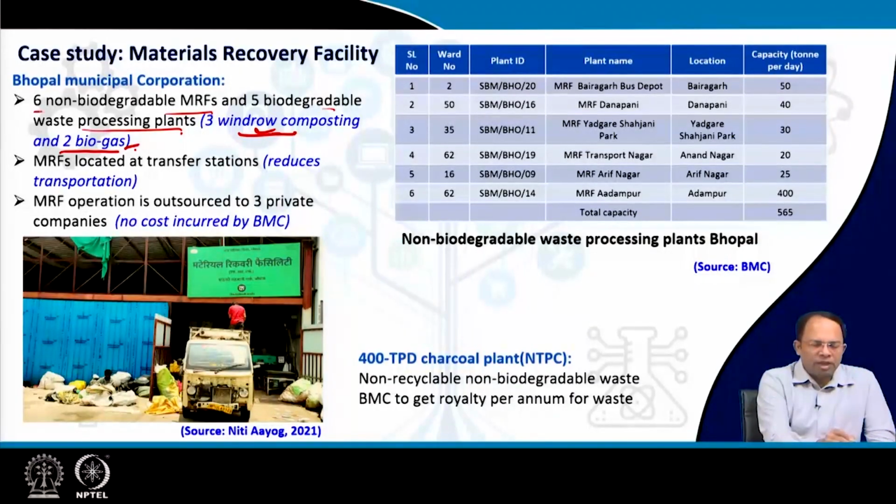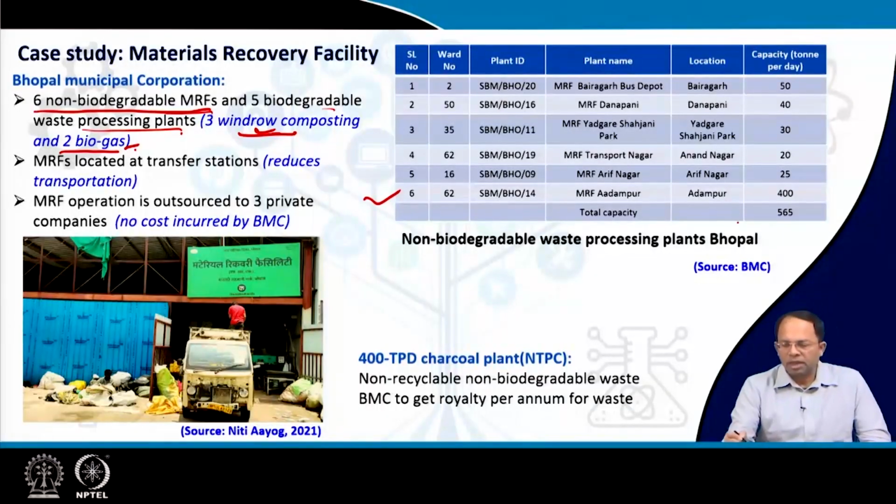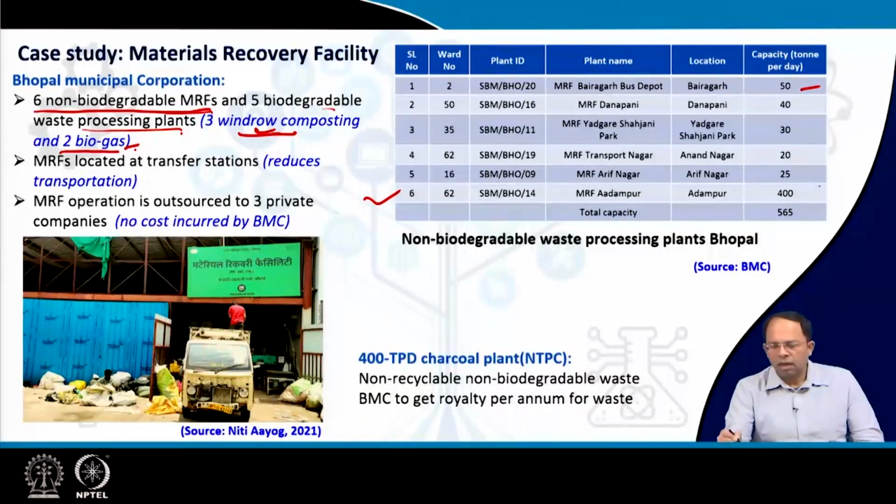Whereas we have 6 non-biodegradable MRFs, and you can see the list of these 6 plants over here, and the capacity of these plants ranges from around 50 tons to even 400 tons. So this is a centralized one, right? So it is a big one, whereas these are smaller ones.